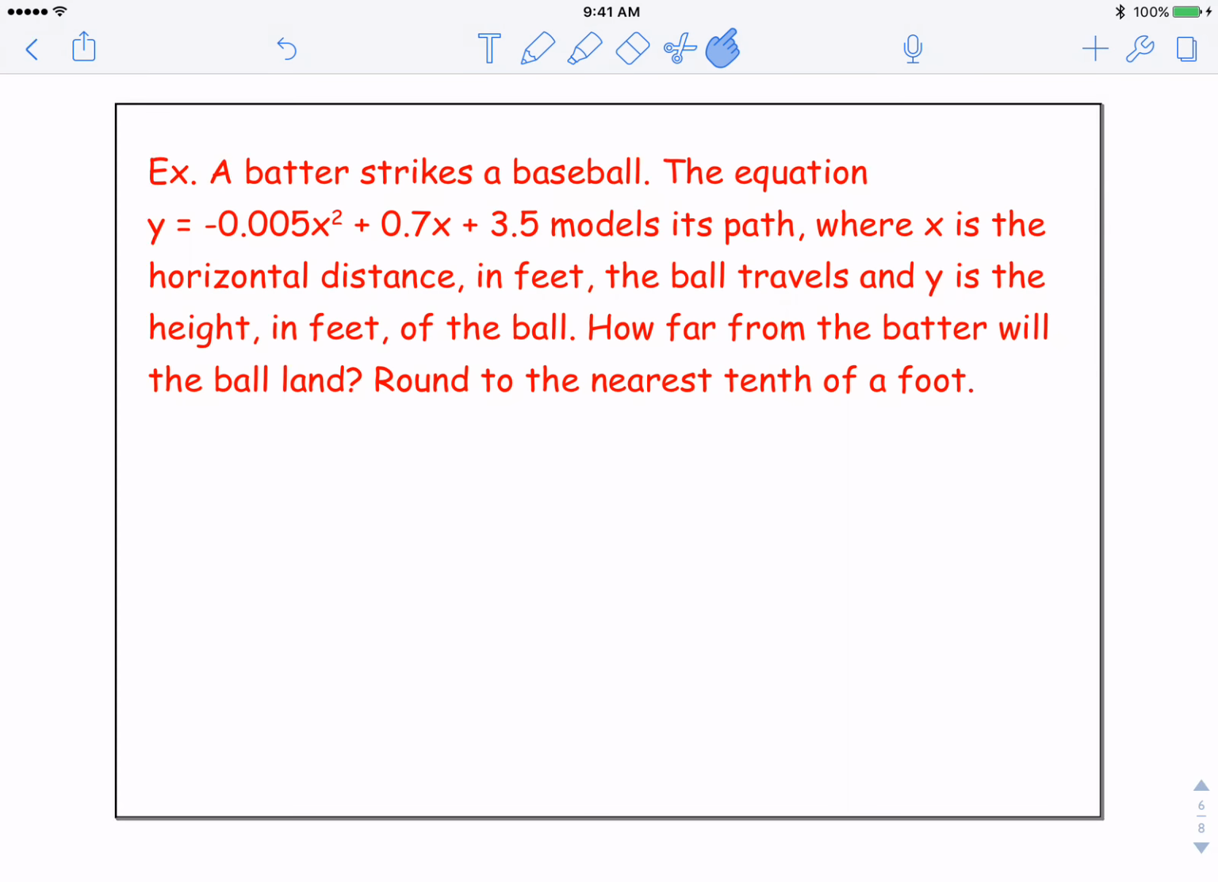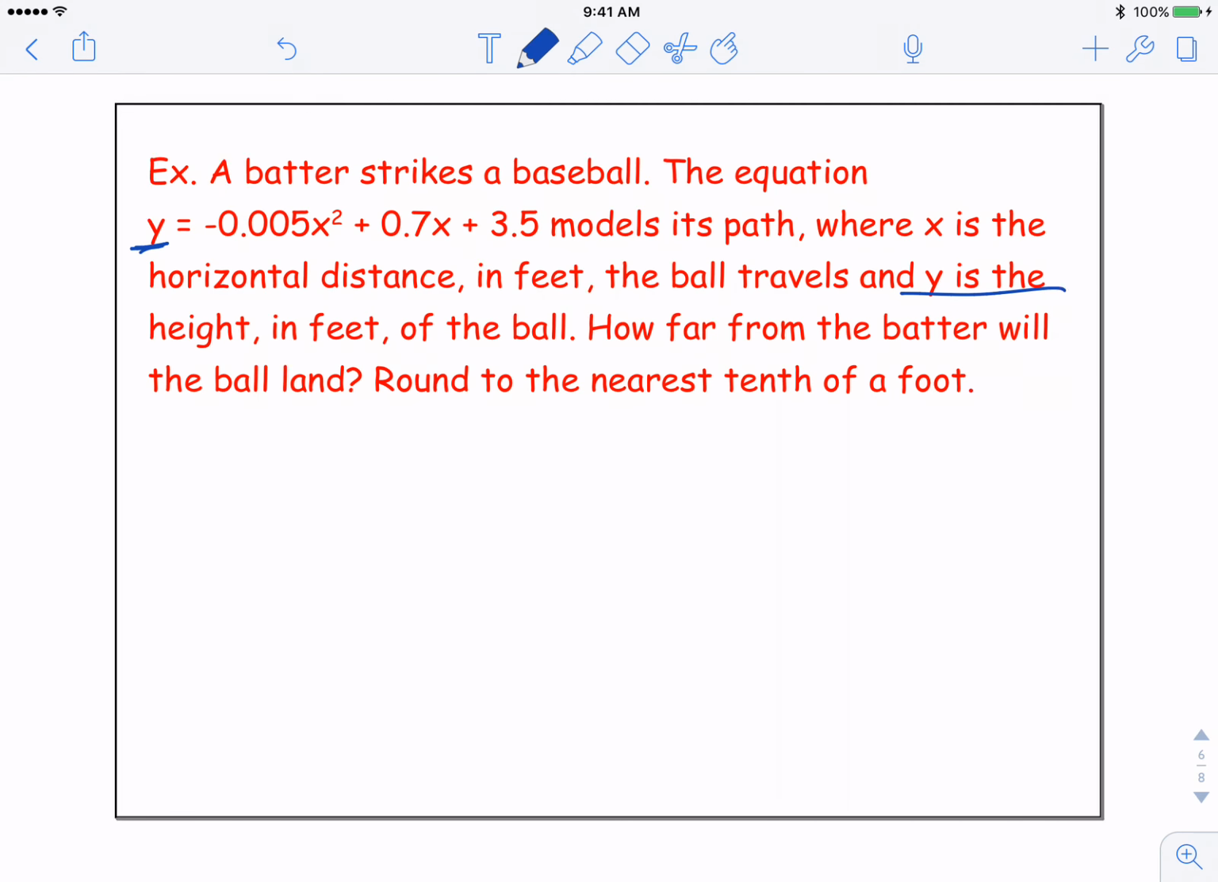So we want to know when the height will be 0, because we want to know when that baseball has hit the ground, and therefore it'll tell us what distance the baseball has traveled from the person. So we want to know, when is the height equal to 0? Height in this situation is y. So we want to know when this chunk will be 0.